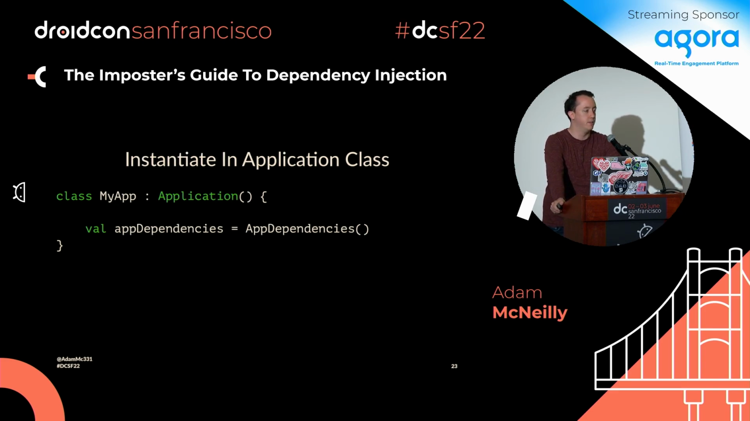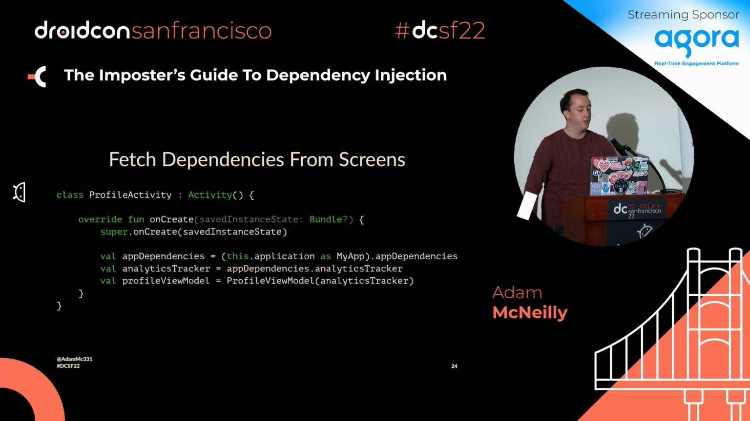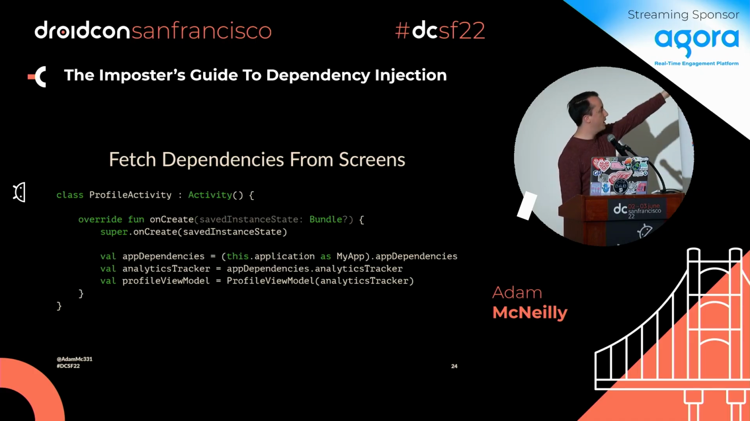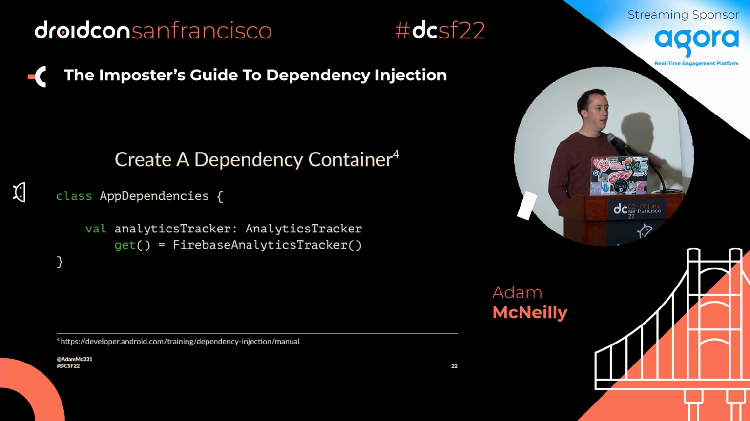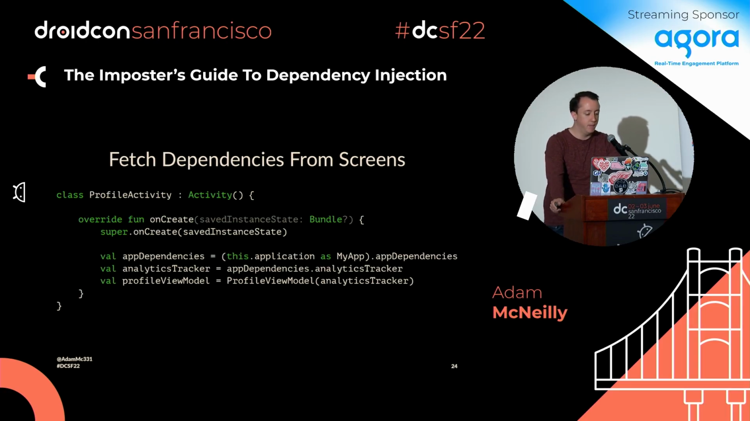Again, these are dependencies to be used throughout our application. So when the Android application is created, we can create that dependency container. And then we just need a way to fetch those dependencies from each of our screens. So here we could have a profile activity, and when the activity is created, we get a reference to our application and pull that dependencies container. We get the analytics tracker out of that container, and then we pass that analytics tracker into our profile view model. This sort of concept would exist in each of our fragments, but the nice thing is that we go back to this screen, I change this one line, all of my fragments are updated, everyone's happy. So that's the manual approach.